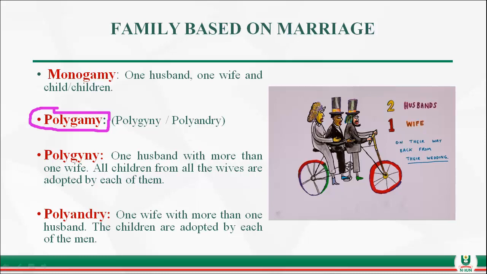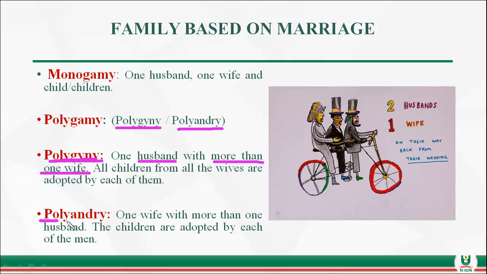Now it is divided into two. The first one is polygyny, and the second one is polyandry. Polygyny entails a situation where a husband takes more than one wife. That is the correct term. All children from the wives are adopted by each of them. The wives are the ones that take care of the children. They adopt as they are born, it becomes theirs, and they take care of them.